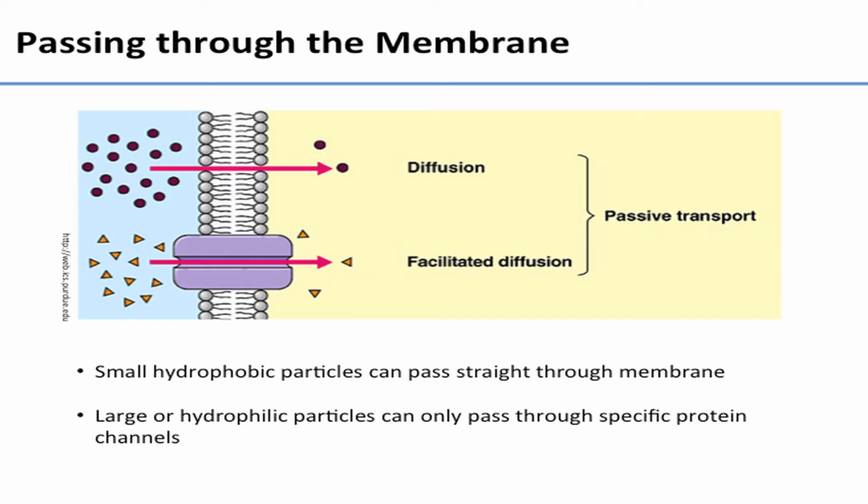And so, as you can read, hydrophobic particles can pass through, but very large ones only pass through the specific channels. So small, really tiny molecules can get straight in. Bigger ones need to have some help to get through that phospholipid bilayer.